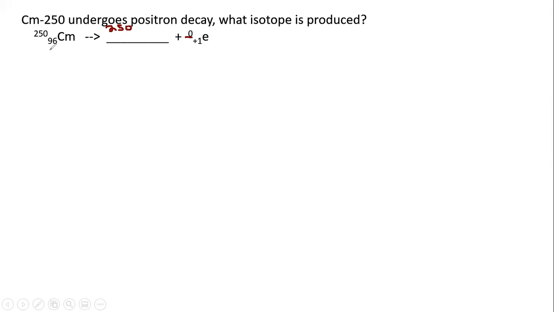And then our atomic number on the reactant side is 96. On the product side, we already have a +1. So that means our unidentified isotope should have an atomic number of 95, because 95 plus 1 gives us 96. So again, you go on the periodic table, you look to see which element has an atomic number of 95, and it's Am.